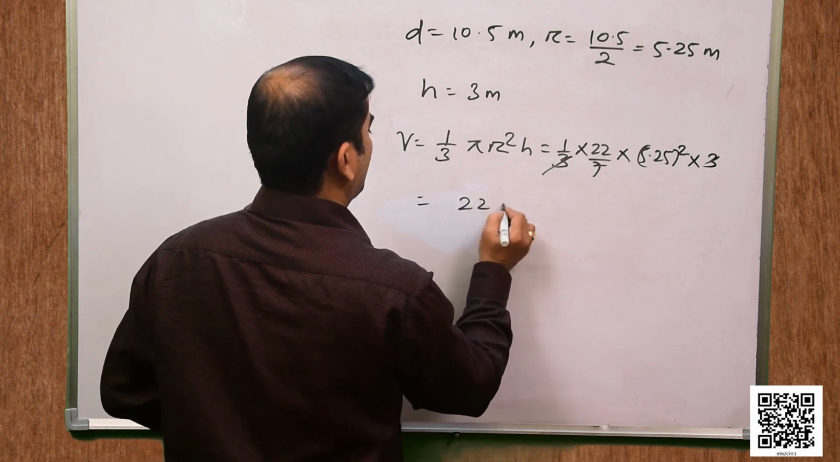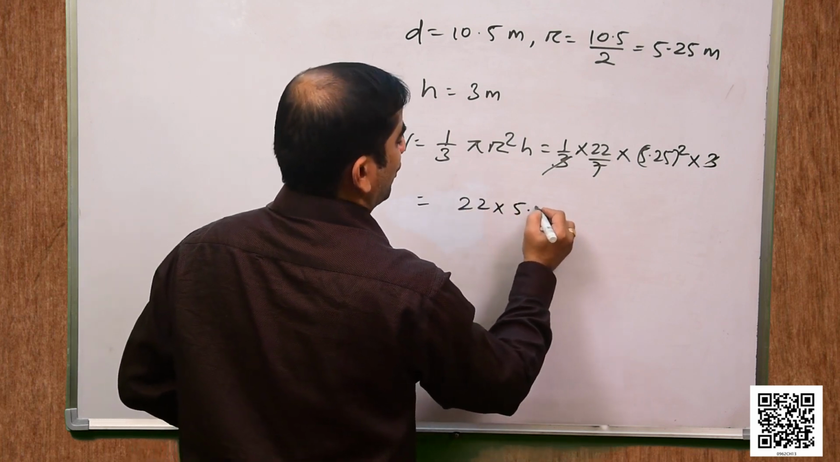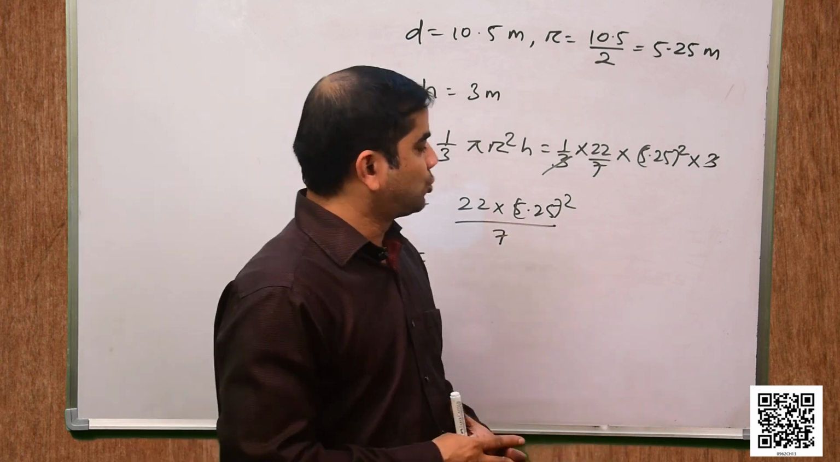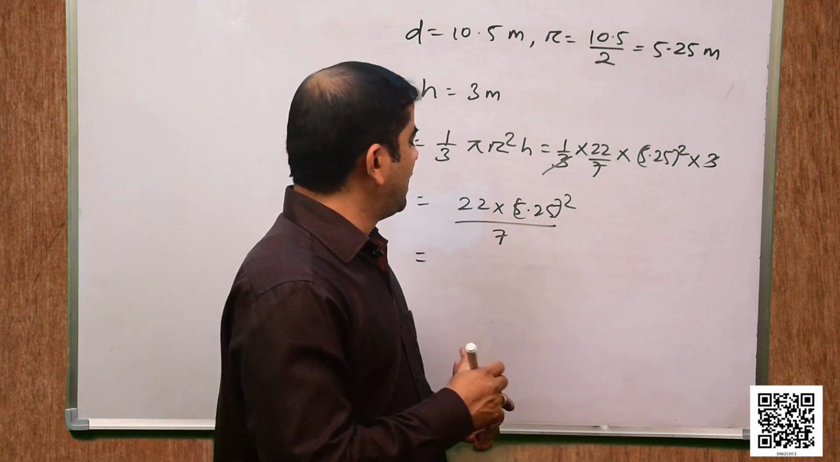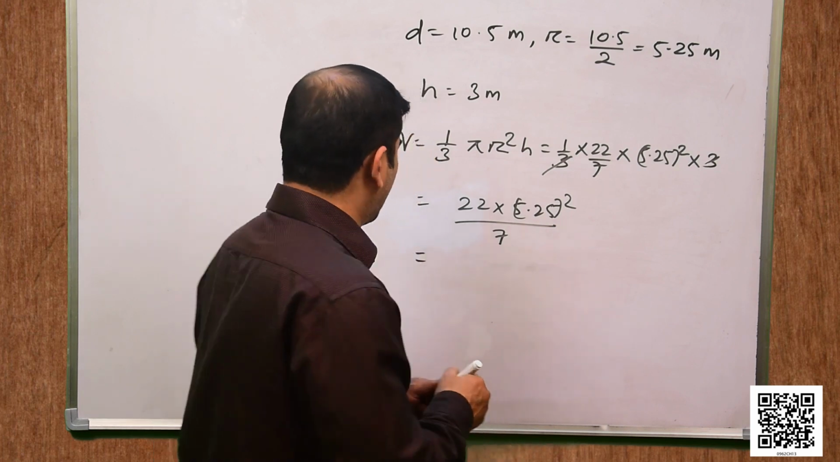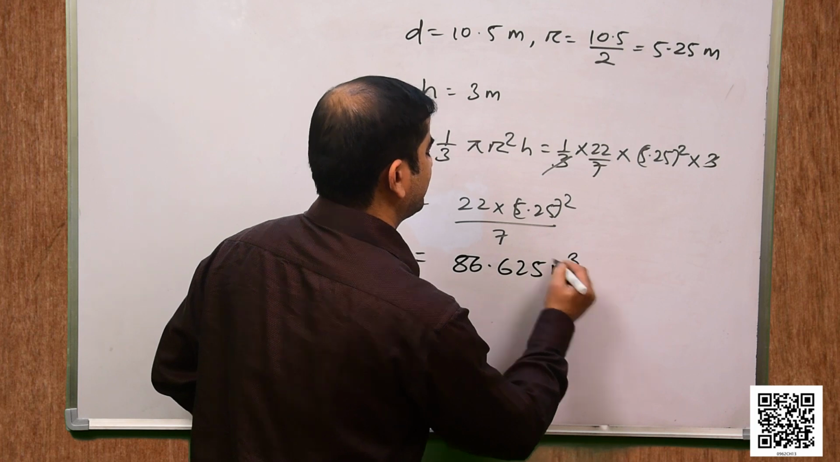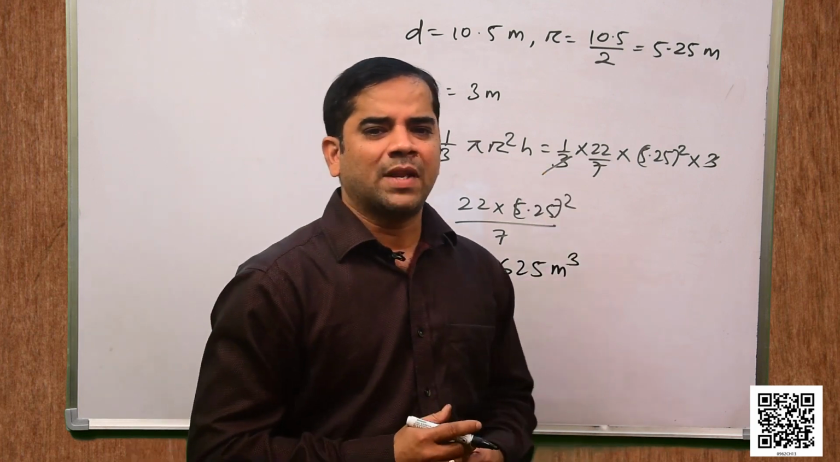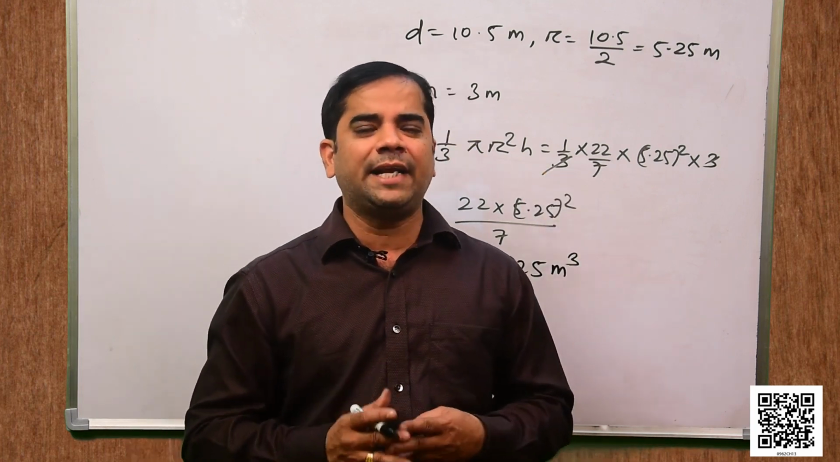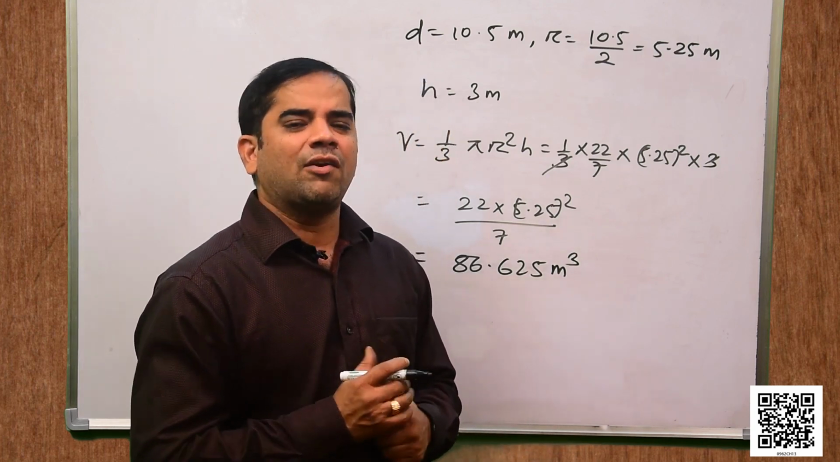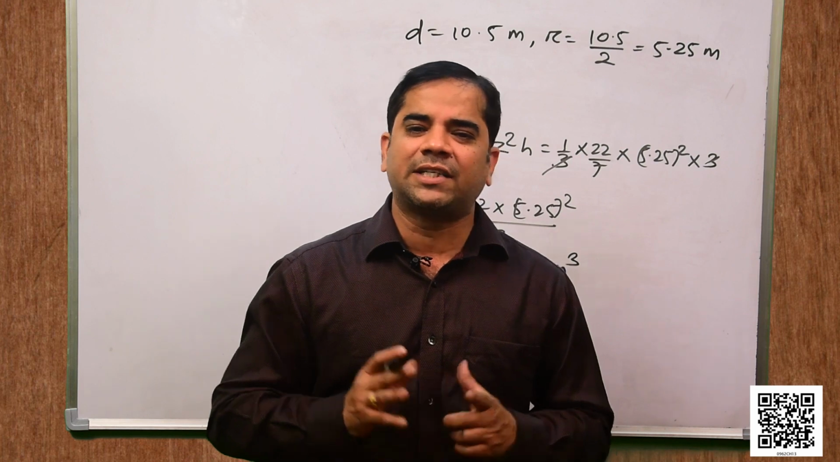So, that is 22 into 5.25 square divided by 7. So, when we calculate, we will come up to a value that will be equal to 86.625 meter cube. Hence, the volume of the heap of wheat is 86.625 meter cube. Now, let us find the area of the canvas required.